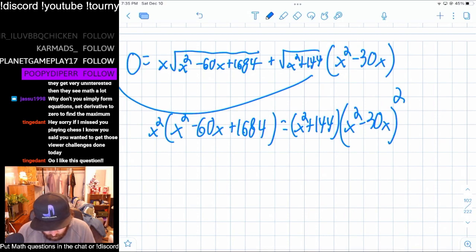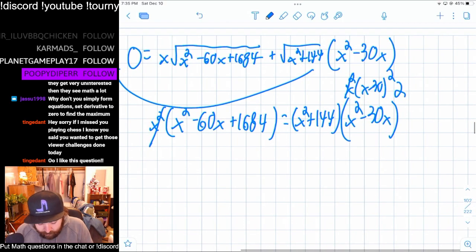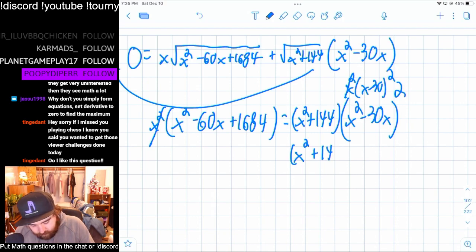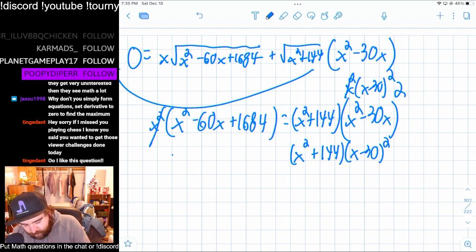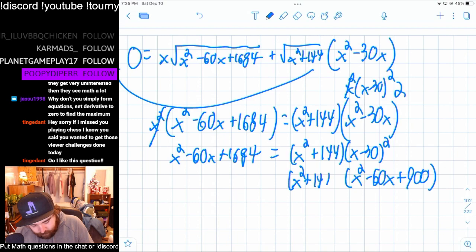Well, you know what? Look at this. This is x times x minus 30, squared. So I can divide both sides by this x squared. Then I'm just going to have to FOIL. Well, I'm still going to have x minus 30. But this is x squared plus 144 times x minus 30 squared equals all of this x squared stuff. So this is x squared minus 60x plus 900. And this is x squared plus 144.